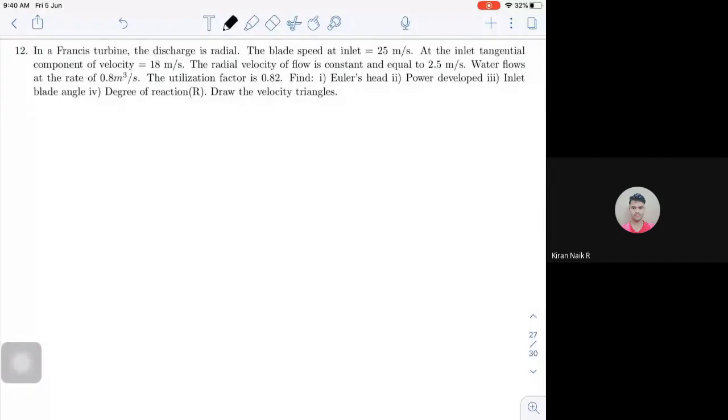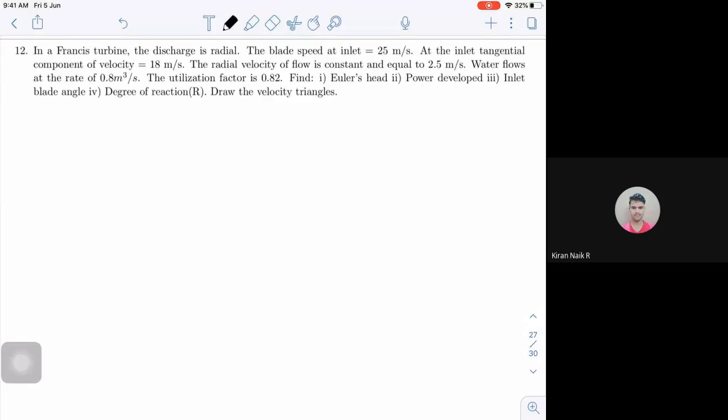In a Francis turbine, the discharge is radial. The blade speed at the inlet is 25 meters per second. At the inlet, the tangential component of velocity is 18 meters per second. The radial velocity of flow remains constant and is equal to 2.5 meters per second. Water flows at a rate of 0.8 meter cube per second. The utilization factor is around 0.82.